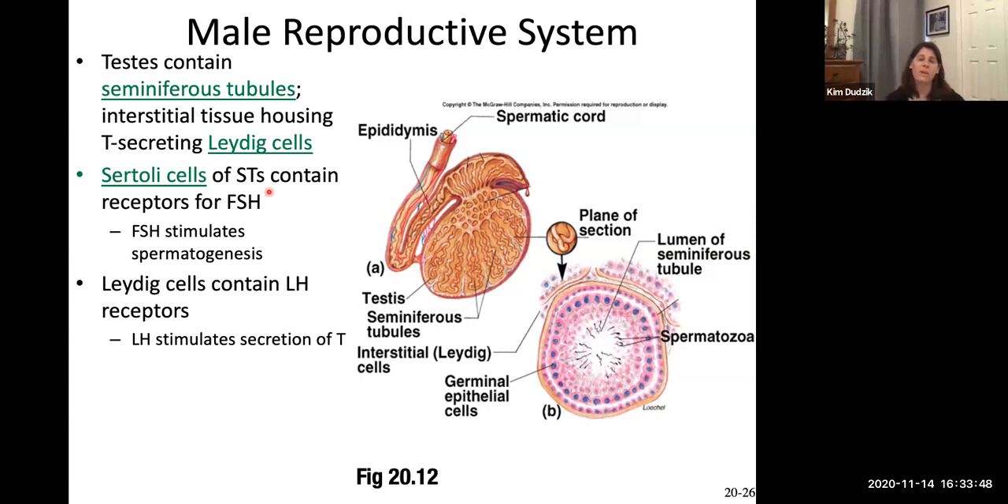So they actually contain receptors for the follicle stimulating hormone. So remember that will be released from the anterior pituitary gland. And that stimulates spermatogenesis, along with LH coming from the anterior pituitary gland. That stimulates those Leydig cells to release testosterone, which also stimulates spermatogenesis. So there's a synergistic effect going on here.